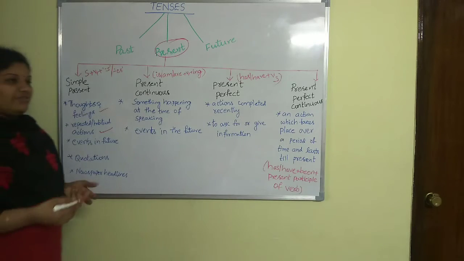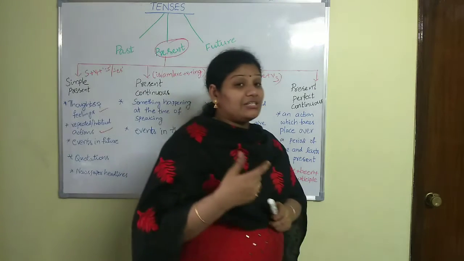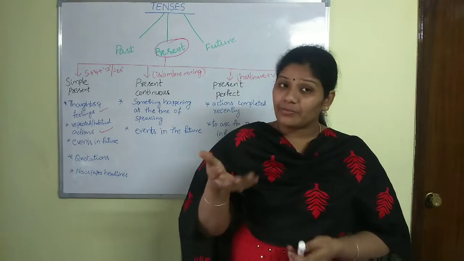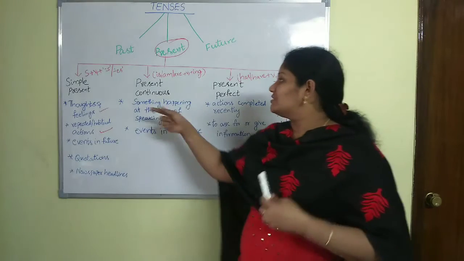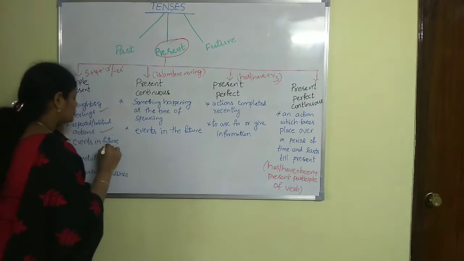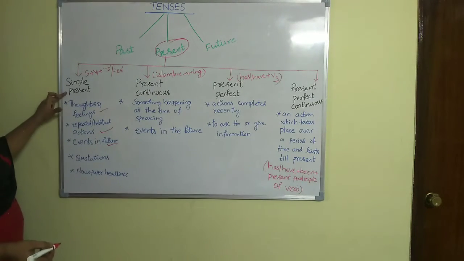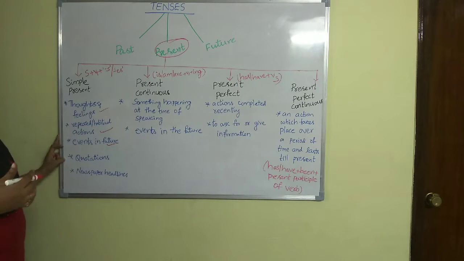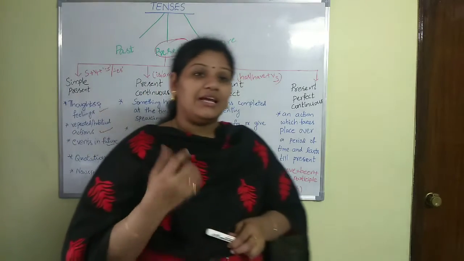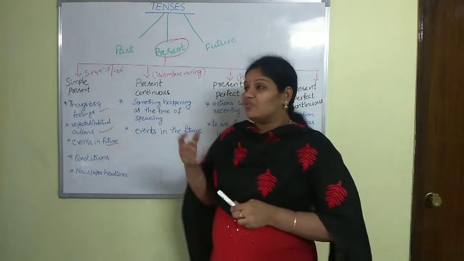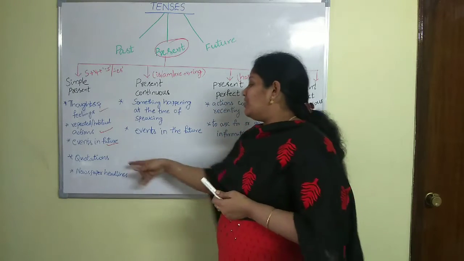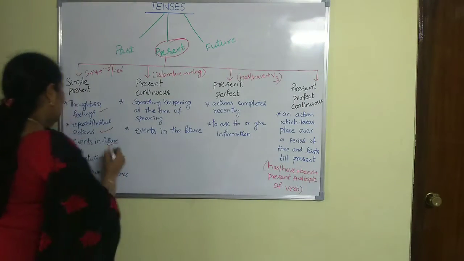Events in future. For example, the exhibition starts on Monday. So I'm talking of an upcoming event. Even then I'm free to use this simple present tense. So for events in future we can sometimes use simple present tense. Then quotations. Famous personalities like Shakespeare, Mahatma Gandhi and others must have given some quotations. So whenever we state such famous quotations of famous people, we use simple present tense.